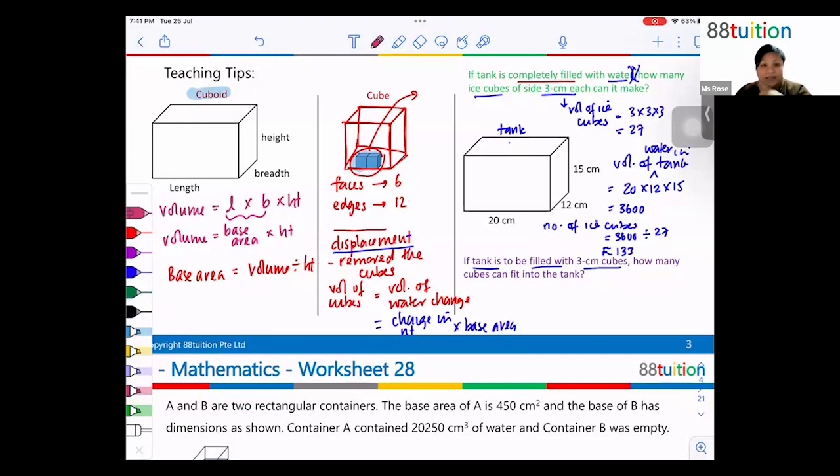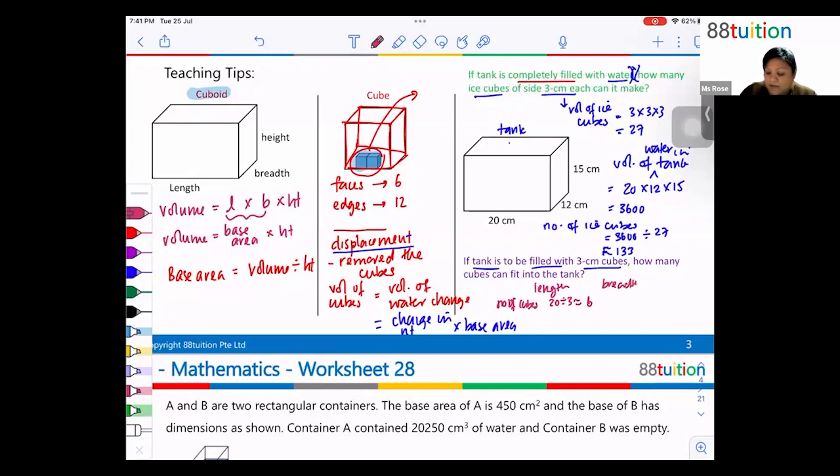So with this method, you cannot find the volume of the tank divided by the volume of a cube. Instead, you must find the individual lengths where you can fit the cube. So you need to see the length. How many cubes can you fill along the length? 20 divided by 3. Approximately, you can fill only 6.